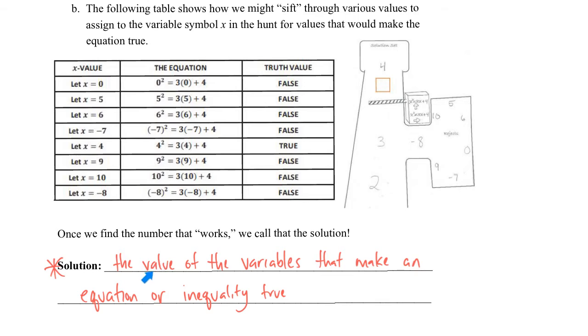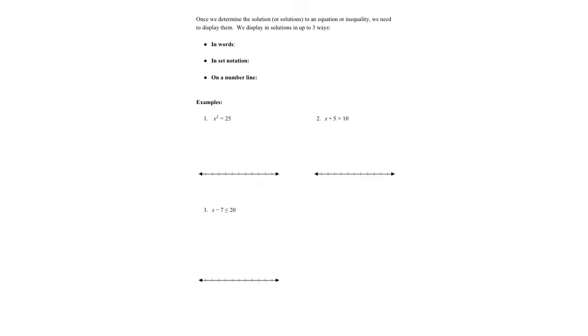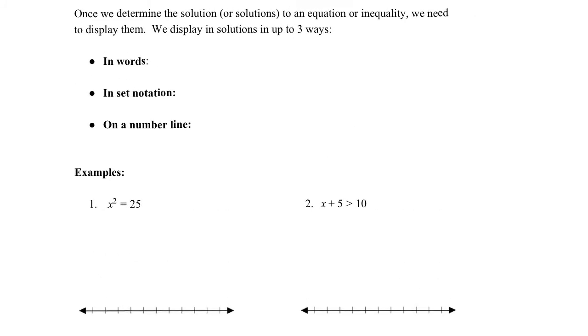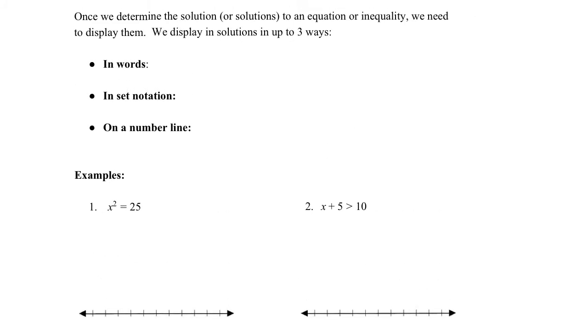Okay? The value of the variables that makes an equation or inequality true. In some cases, there might be more than one value per variable, and in some cases, there might be more than one variable. But that's what we're looking for. We're looking for the values that make the equation true, because those are the ones that get through the gate. Okay, so once we know those values, then what we have to do is we have to display them. And we have to display them in up to 3 ways. So in words, in set notation, or on a number line.